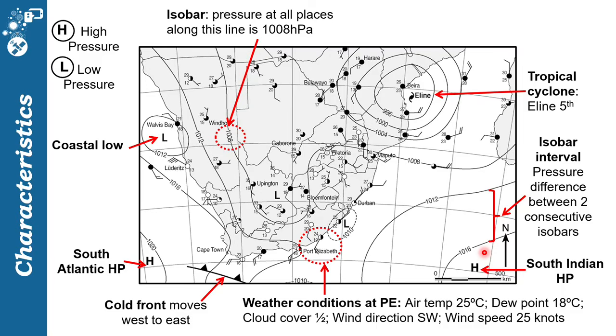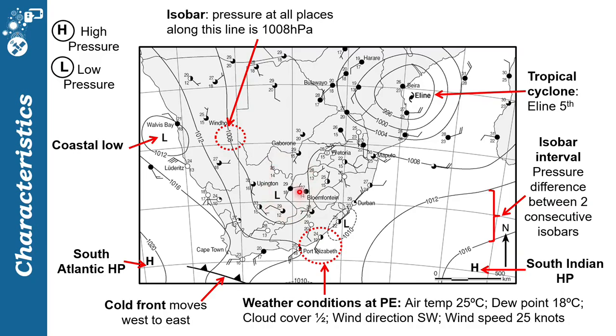There's a coastal low. You'll learn a little bit more about that also. It's a low pressure cell found along the coast. I won't go into more detail than that now. Now, the third high pressure cell is one known as the Kalahari, and it is usually found just here.